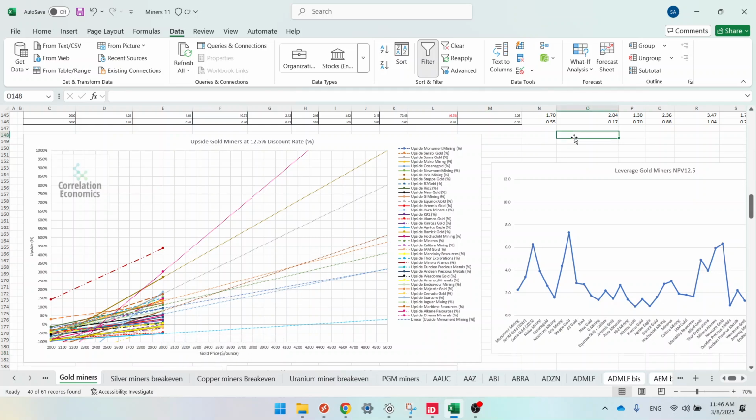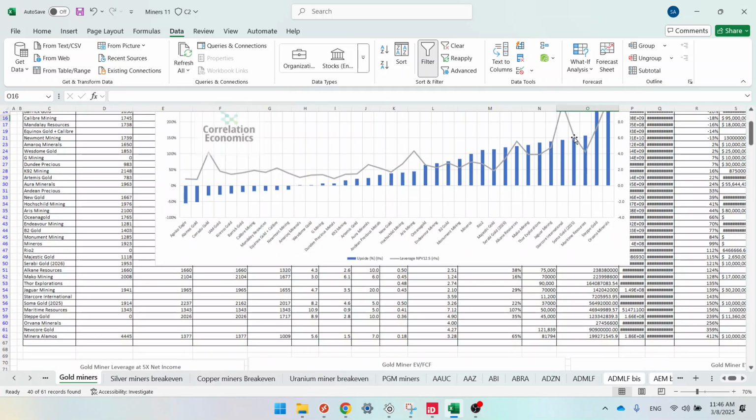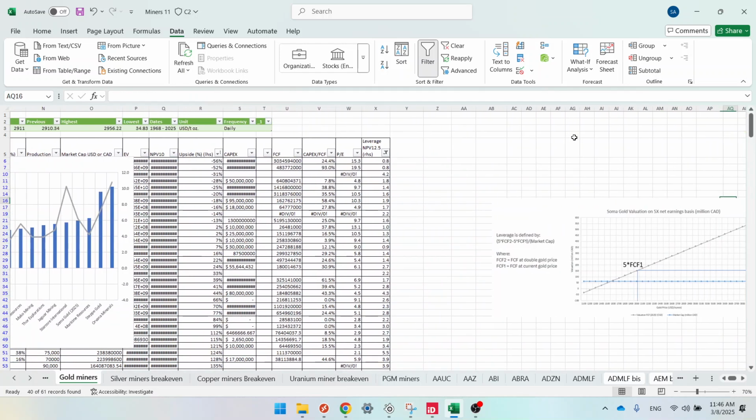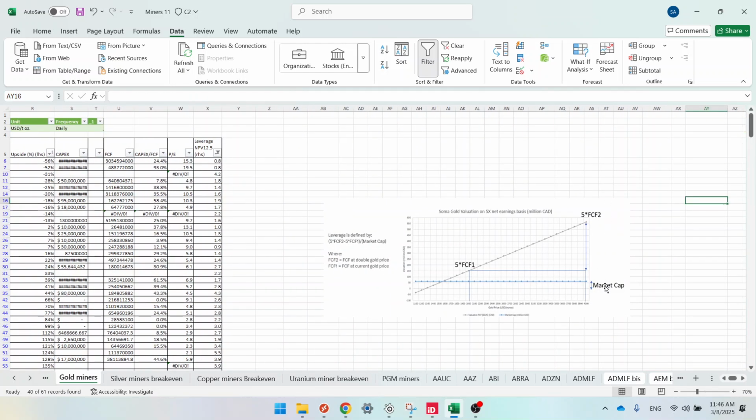So, yep, interesting. I think this is a good way to define leverage by looking at the whole cycle, whole mining cycle, instead of just looking at the free cash flow and the market cap. Okay, so different definitions of leverage. I think this definition is more complete.